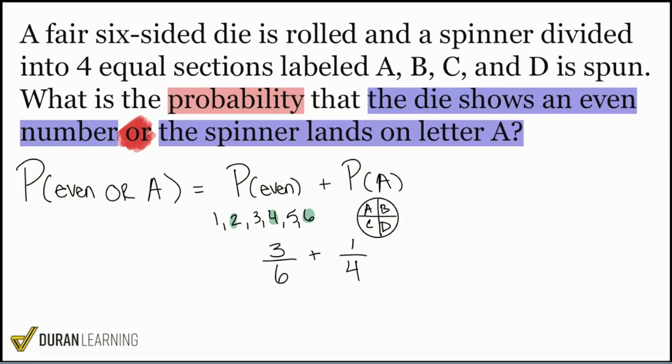So before I continue, my friends, do the individual probabilities make sense for rolling an even number? That's 3 out of the 6 possible numbers. And then with the spinner, that's just one A. Again, A is one of the 4 letters that we can choose from. Awesome. I want to make sure that this beginning part makes a lot of sense before I introduce the overlap that we want to take away.